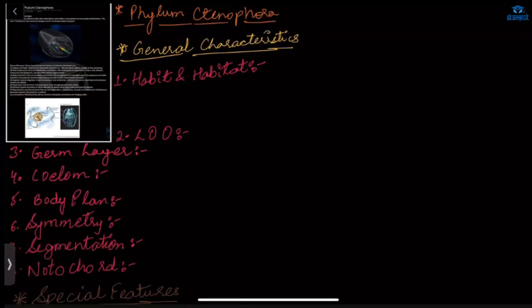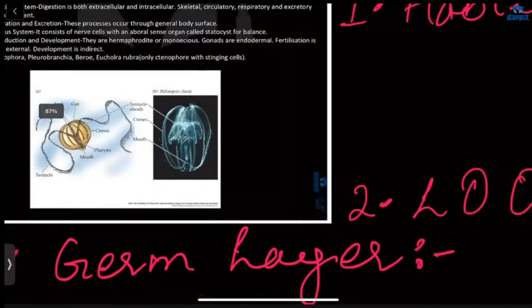Now we are going to start. Today it is about a new phylum, which is phylum Ctenophora. So we will start with the name. Why has the name Ctenophora been given to this phylum? Why not any other name? So the reason lies in the figure.